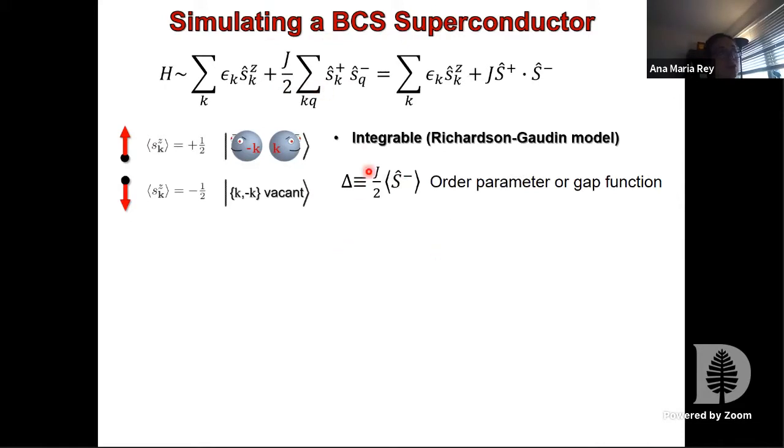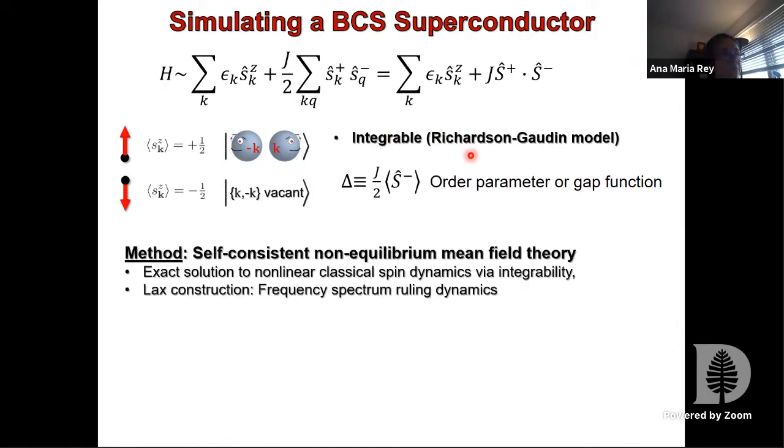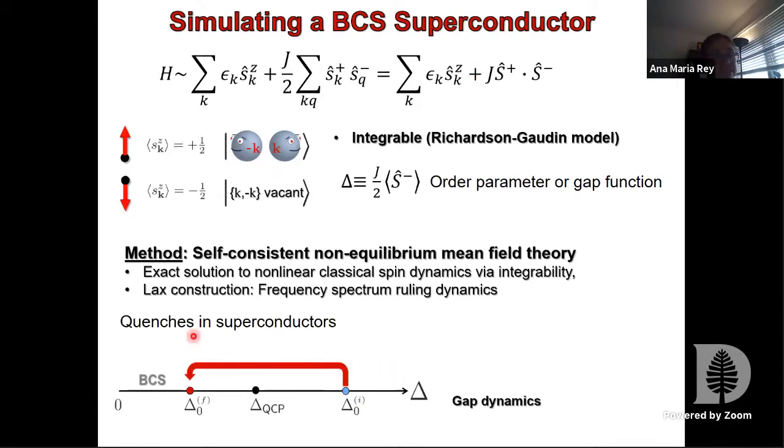In condensed matter, the order parameter is defined by the expectation value of the collective S minus. This is the gap function, the order parameter of a superconductor. So this is exactly the Hamiltonian that we have. In fact, at the mean field level this Hamiltonian is integrable and is called the Richardson-Gaudin model. In condensed matter, they have derived a formalism, called the Lax construction, to exactly solve the dynamics of this equation. There have been many predictions of different dynamical phases you would have if you were able to quench a superconductor, that is, change the gap from one value to another abruptly, and then look at the dynamics.